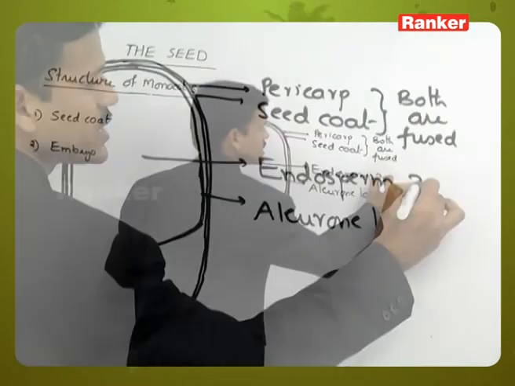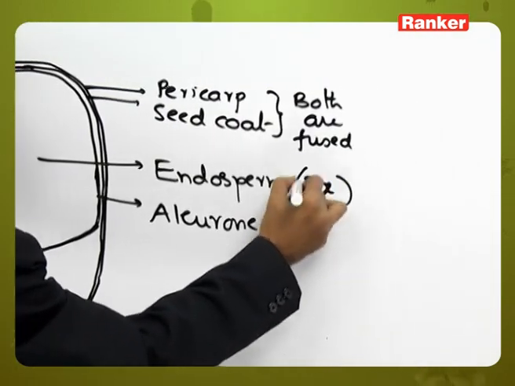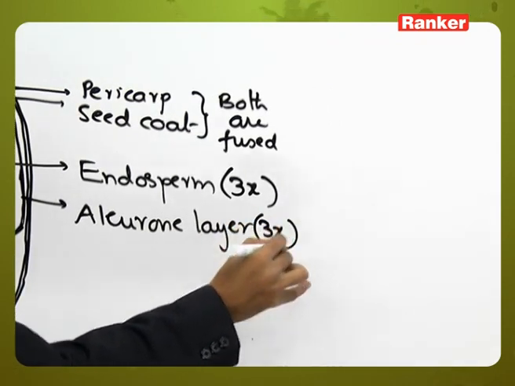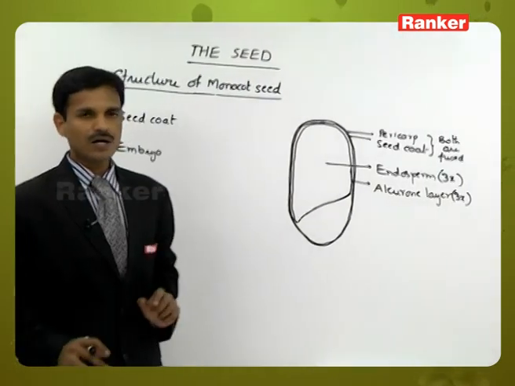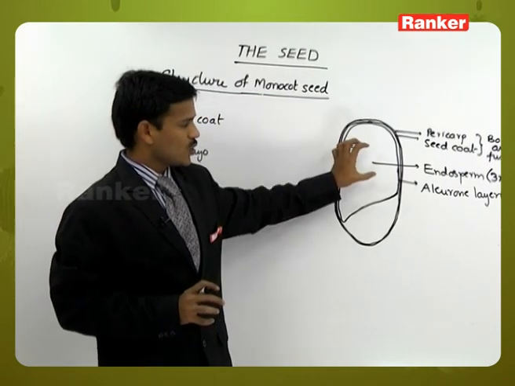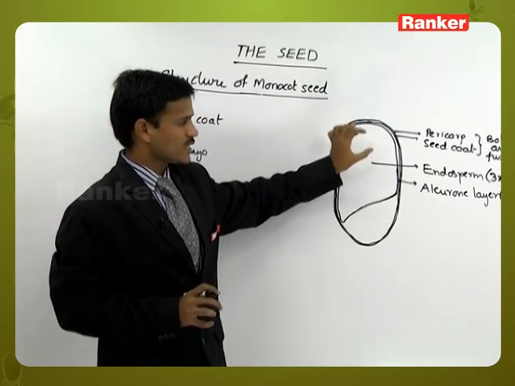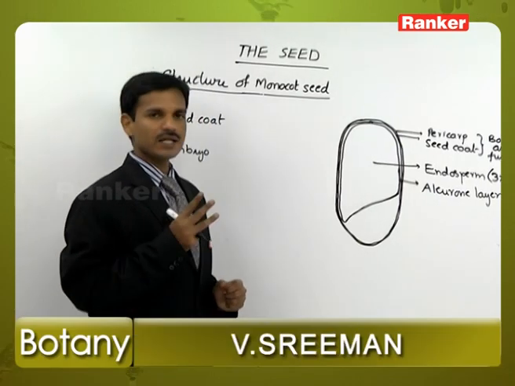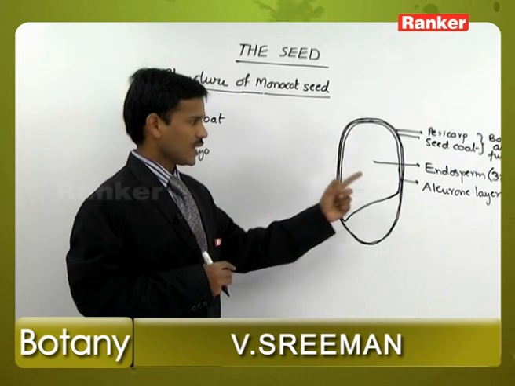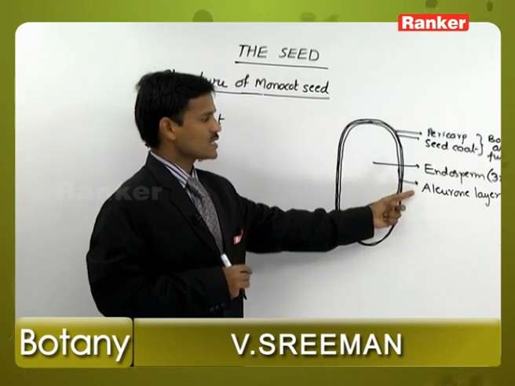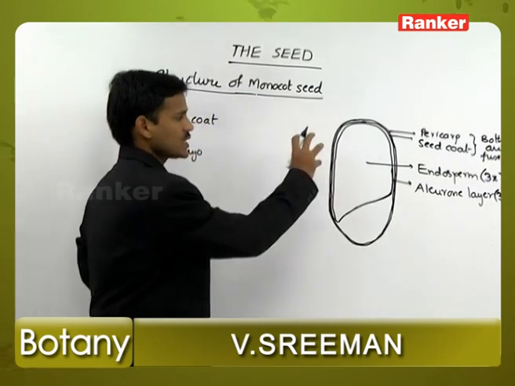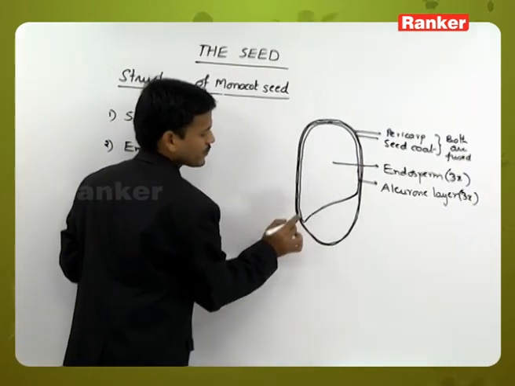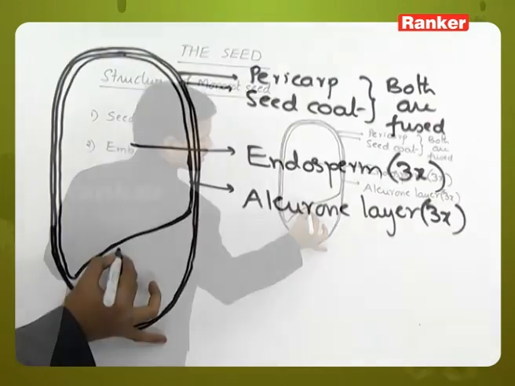Generally endosperm is triploid. Due to double fertilization, the endosperm develops. Triploid means three sets of chromosomes, or three genomes, are present. In the aleurone layer also, three sets of chromosomes are present. So the endosperm stores food material. And in the groove of the endosperm, here the embryo is present.